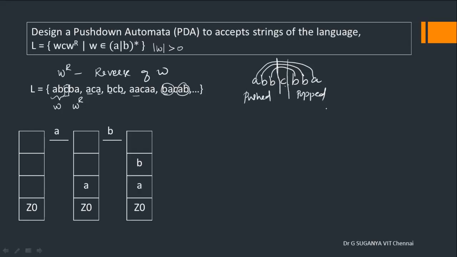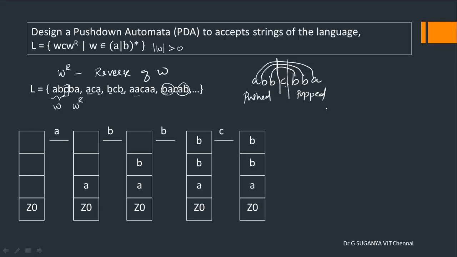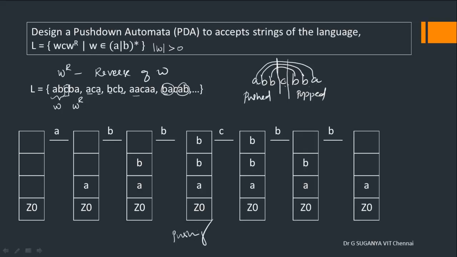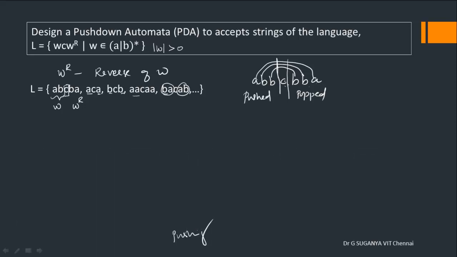Whatever A's and B's come on your input, we just have to push until C comes on your input. So till this stage is pushing. C comes, so hereafter we have to pop. So how to pop? When B comes, we should expect another B on top. When A comes, we should expect an A on top. So whatever symbol is there in the input now, the same has to be expected on the top of the stack also. So when B is there, pop it out. When A is there, pop it out. So finally, we'll be left with Z0 on our stack.